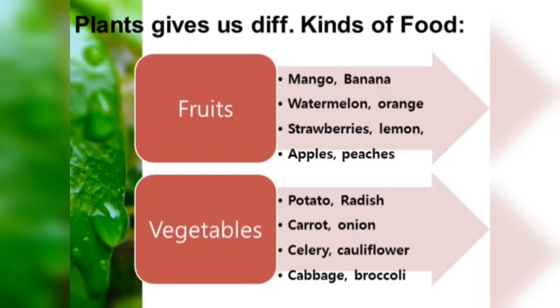Examples of fruits are mangoes, grapes, pears, oranges, guavas, watermelons, strawberries, cherries, lemons, bananas, apples and peaches. Examples of vegetables are potato, radish, cabbage, carrot, broccoli, onion, lettuce, turnip and cauliflower.